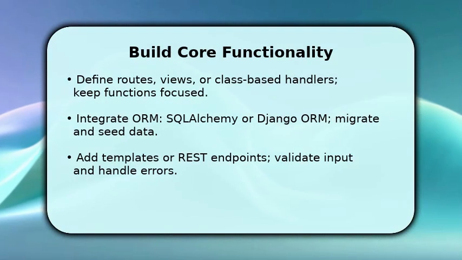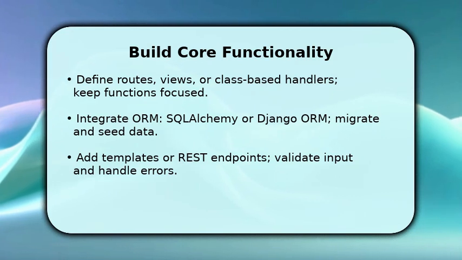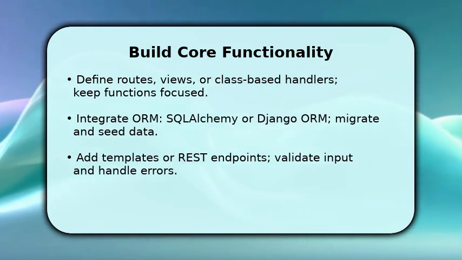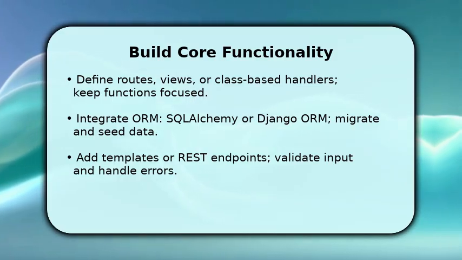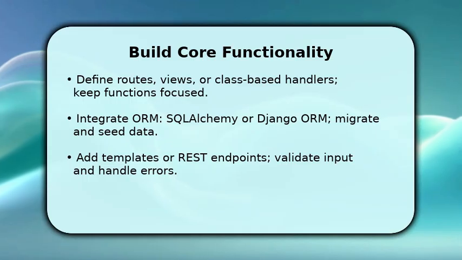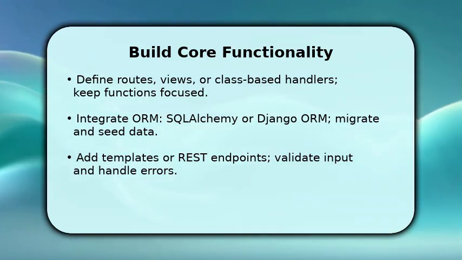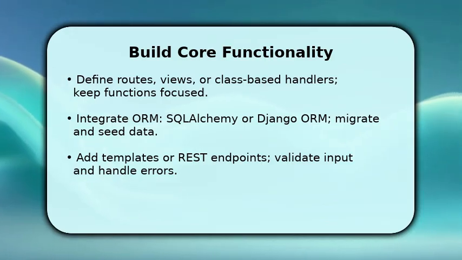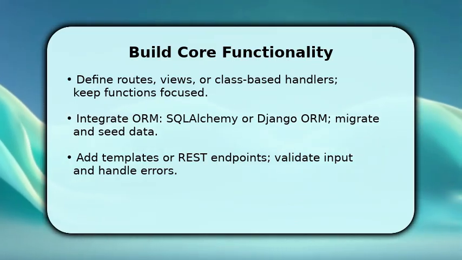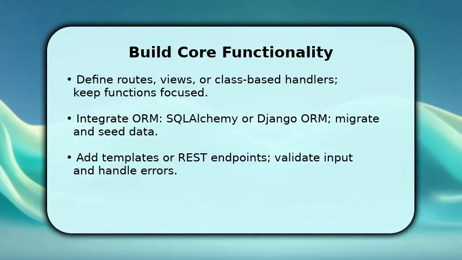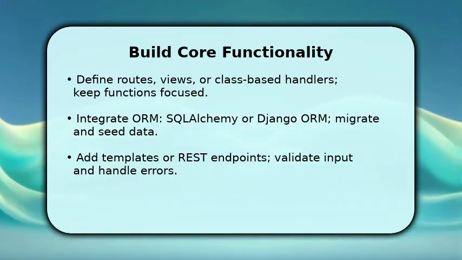Now you implement the app's core: routes or views that map URLs to logic. Create focused handlers and split responsibilities across modules. Next, wire up your database with an ORM, SQLAlchemy or Django ORM, create models, run migrations, and seed initial data. Once data and routes exist, add templates for server-rendered pages or JSON endpoints for APIs, and validate inputs to prevent bad data. Also, include error handling and logging so you can trace issues when users interact with your app.